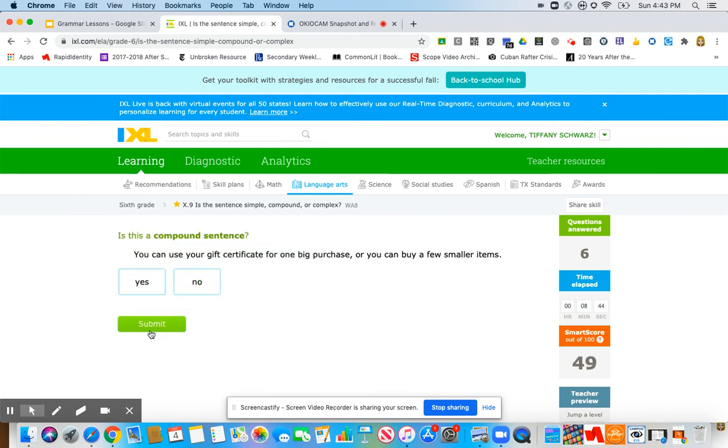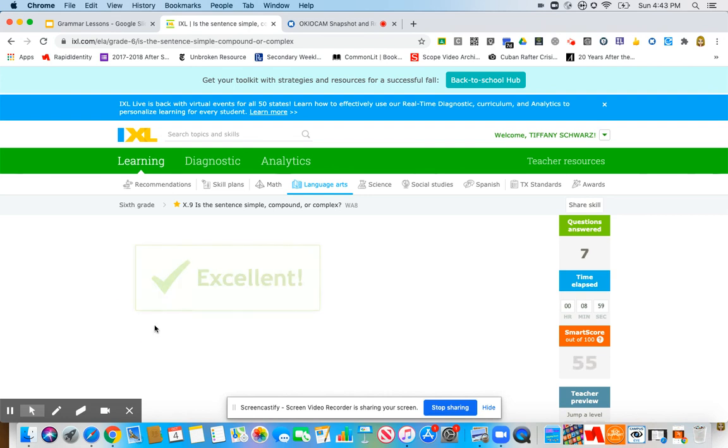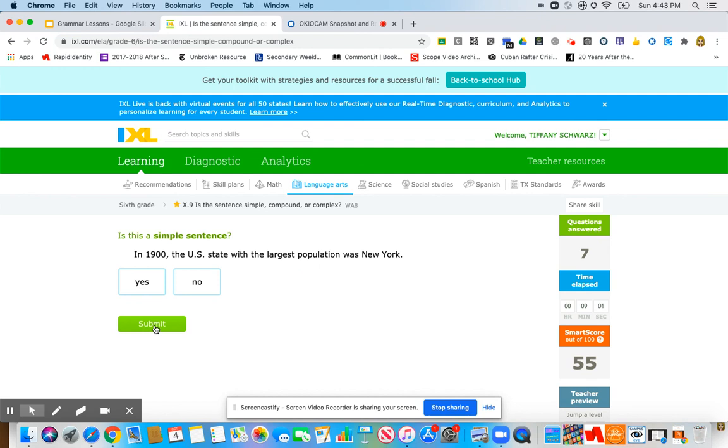Now we're asked, is this a compound sentence? You can use your gift certificate for the one big purchase, comma, or you can buy a few smaller items. I have an independent clause, a comma, a fanboy, and an independent clause. So yes, this is a compound sentence. So you're going to keep going through using your notes and answering the questions. Simple, compound, complex. And you need to get this to above a 90.